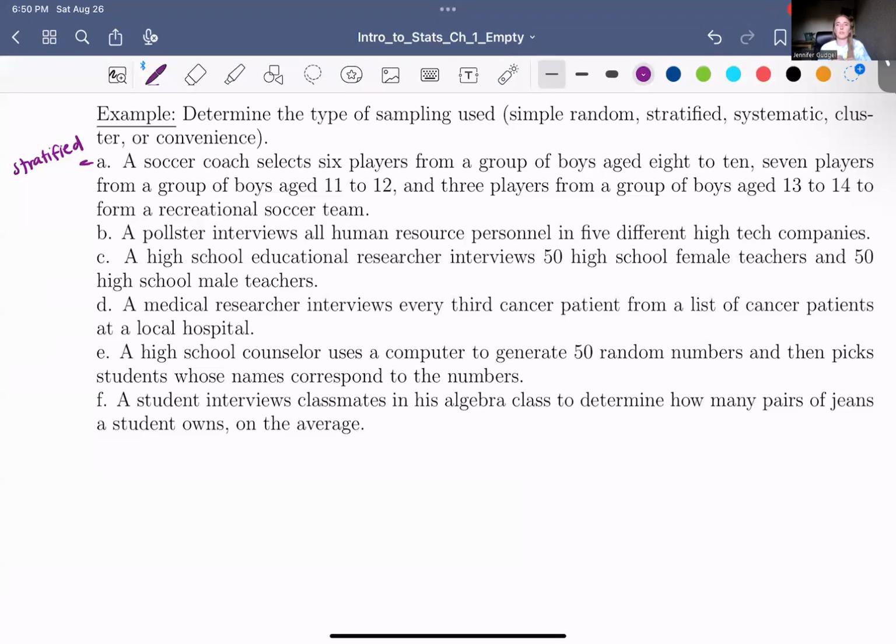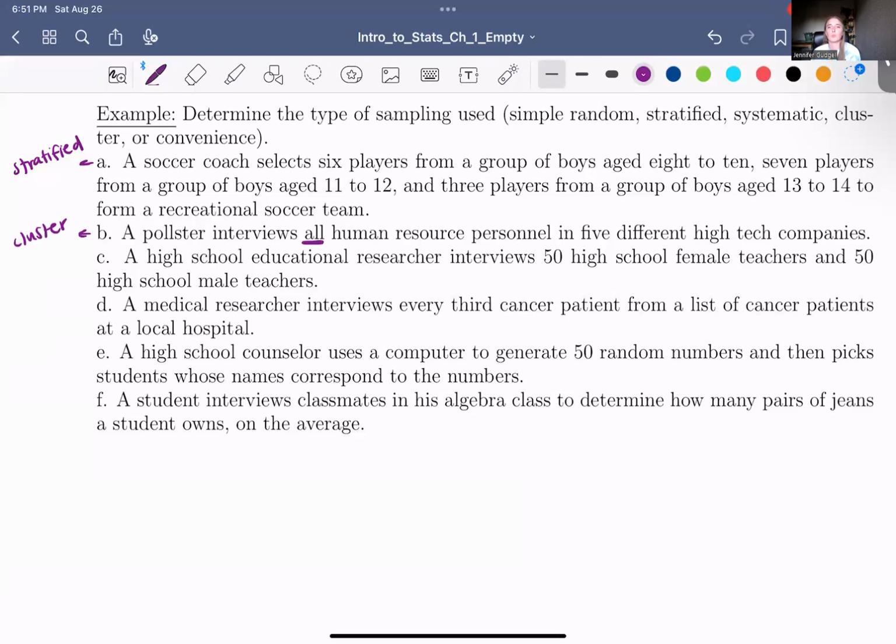All right, a pollster interviews all human resource personnel in 5 different high-tech companies. Again, a little wiggle room here. This one was meant to be a more challenging problem, not as straightforward. Here we have all human resource personnel in 5 different high-tech companies. So it's easy to assume, because it says all human resource personnel, that there are more than the 5 high-tech companies, that we've randomly selected 5 of the companies and we are interviewing all of the people in those 5, which is going to make this a cluster.